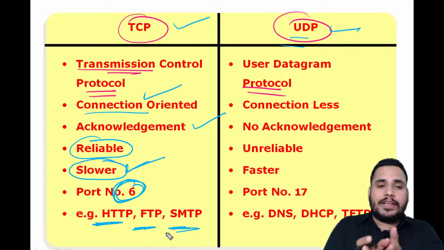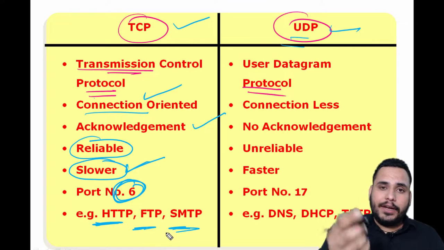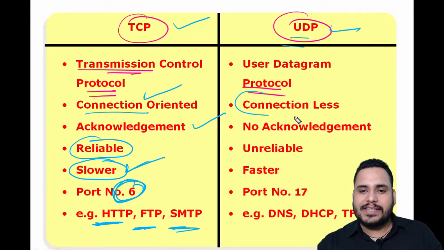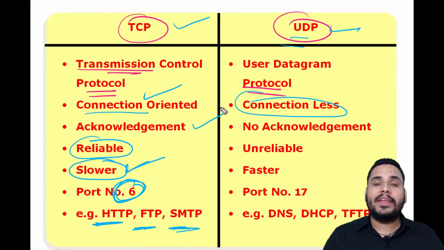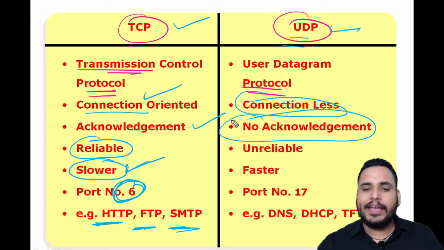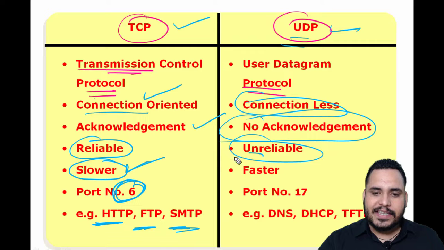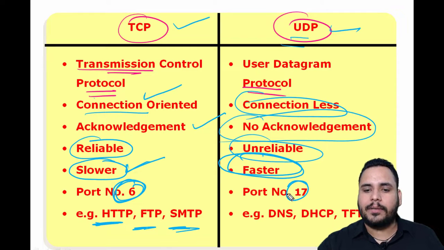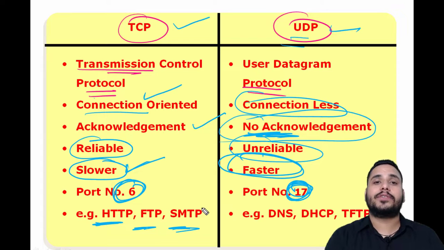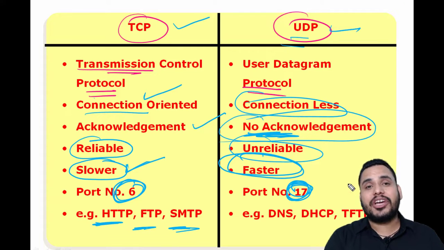Now, what is the difference between TCP and UDP? In UDP, the connection is less. Connectionless means there is no connection. When you are about to send your data from one port to another port, you will not get any acknowledgement because it is unreliable. The process is very fast and the port number is 17, but you will not get any acknowledgement, so that's why it is known as connectionless.